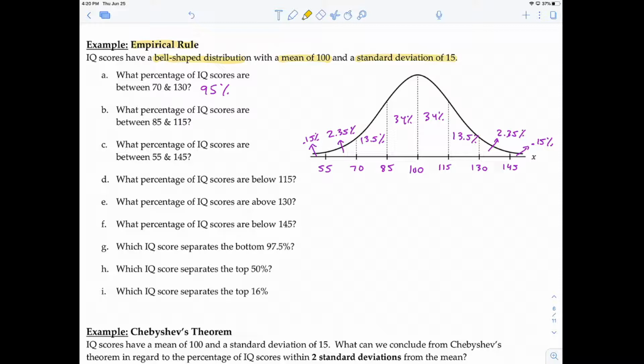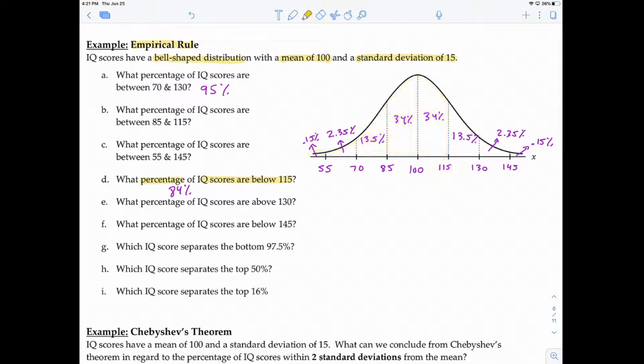Question D, what percentage of IQ scores are below 115? So here's 115. Below 115 would be the percentages to the left like that. Okay, so all we have to do there is add up the percentages, but we can be a little bit smart about this. Instead of adding all these percentages, we can look at this and say, if we cut right from here to the left, that's 50%. So that's going to be 50 plus 34, right? Which would give us 84%. Just a little small shortcut.